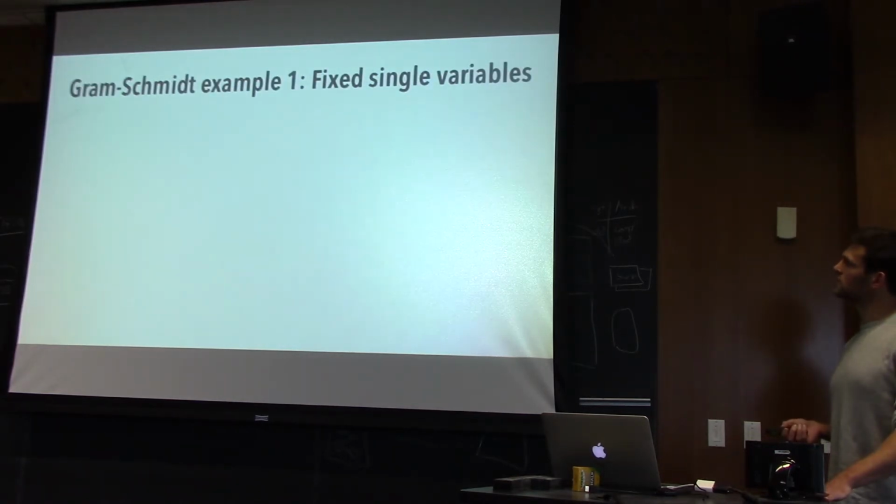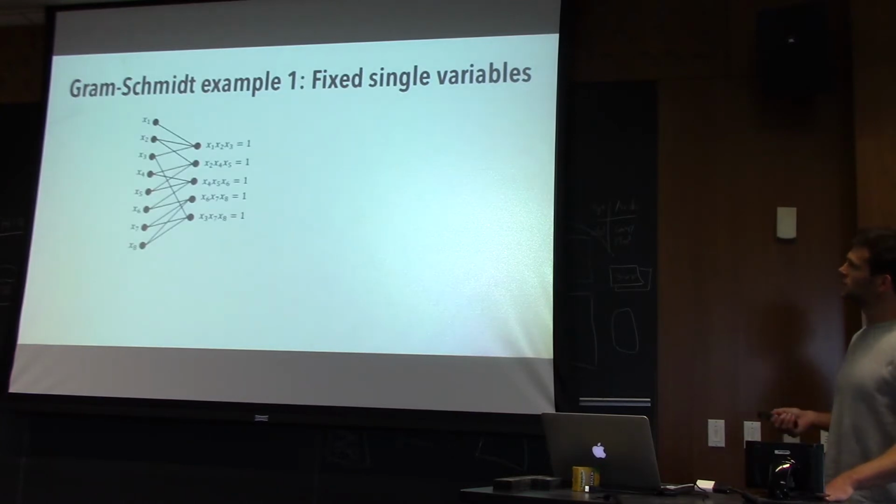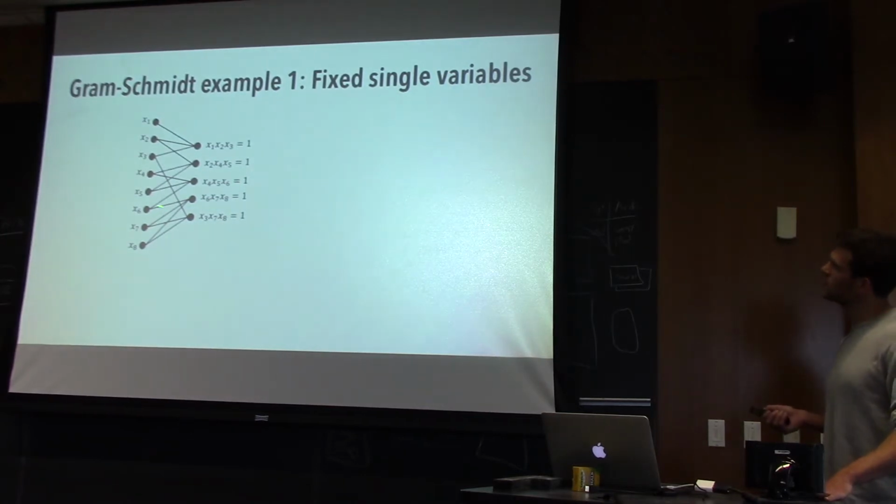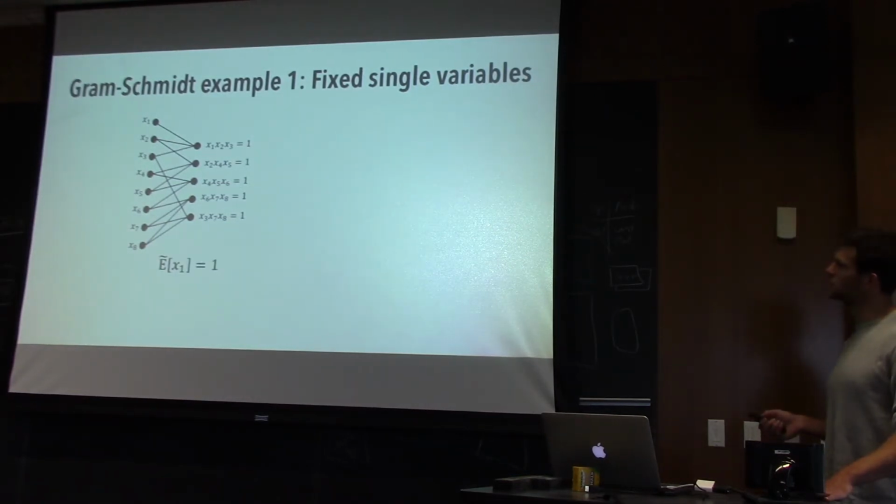All right, so let's see what happens when you run Gram-Schmidt. So here's an instance, or a sub-instance, some group of constraints and variables. What these constraints on these variables do is fix x1 to 1. You can see that if you multiply all these together, everything cancels out except for x1. So this forces the pseudo-expectation of x1 to be 1.